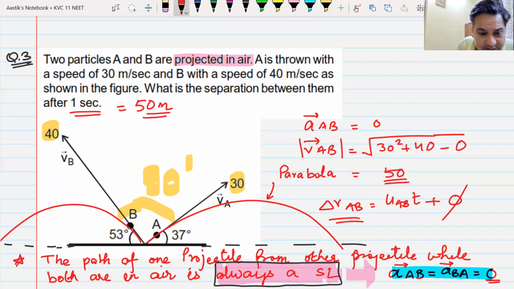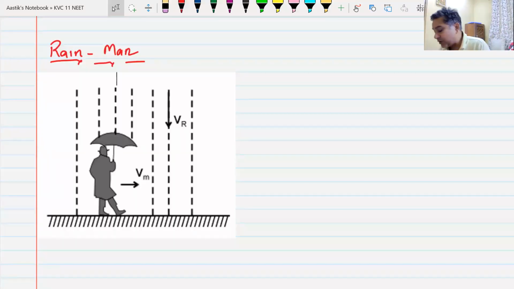Then that takes us to the next category of problem, and that is known as the Rain Man problem. Now, what happens in this Rain Man problem is that a man is walking on a horizontal road. You can see this man is looking like Dr. Strange or a detective who is walking with an umbrella in his hand, and he's walking on the horizontal road. Rain is falling vertically downwards.